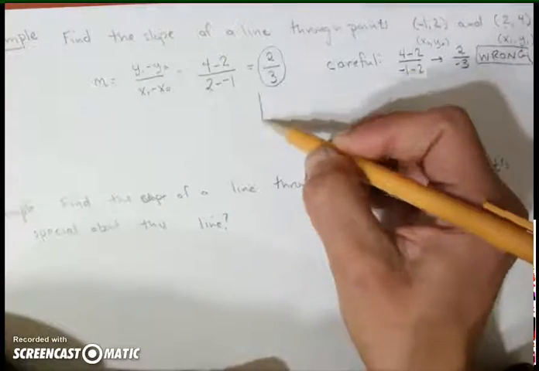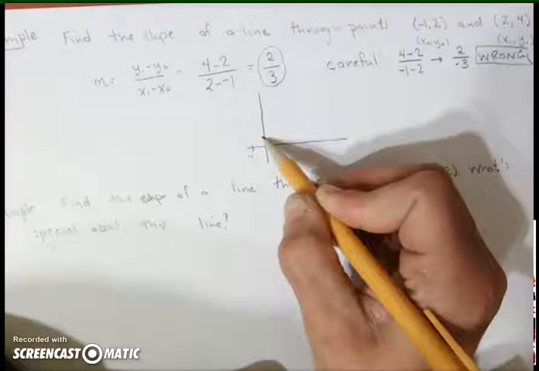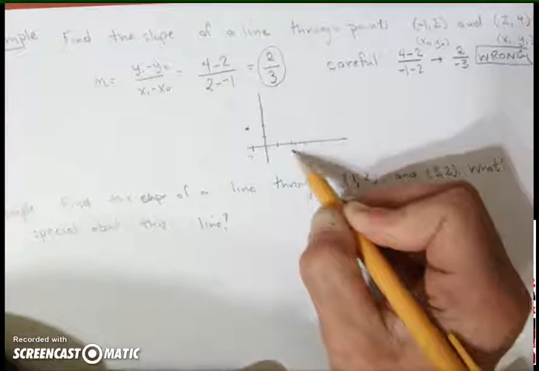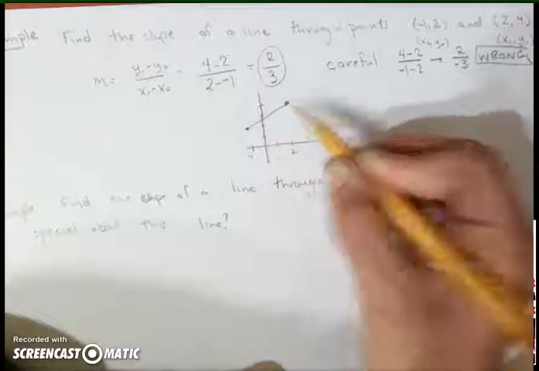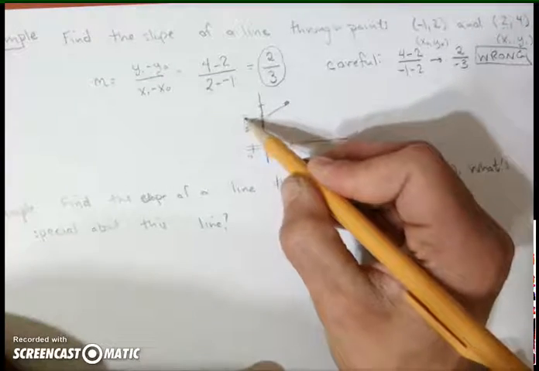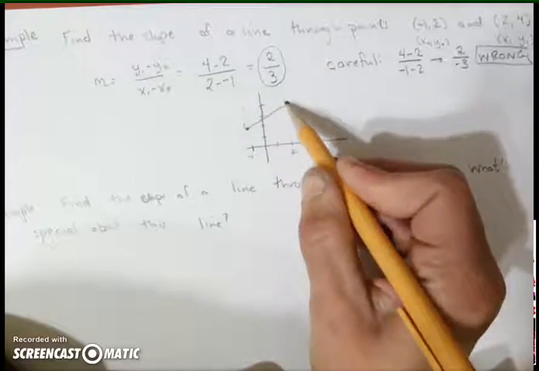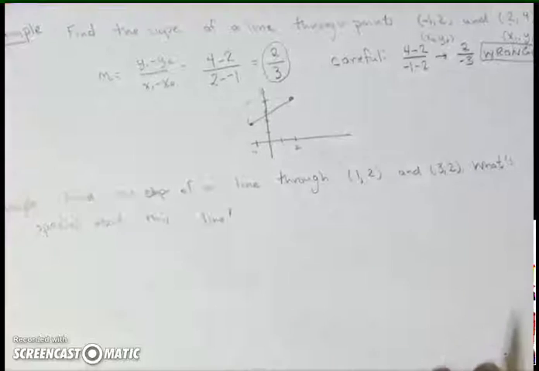And we'll quickly compare with the graphical. So (-1, 2) is the first point, and then (2, 4) is the second. And so our rise, we go up 2, and then over 1, 2, 3. So we get a slope of 2/3.